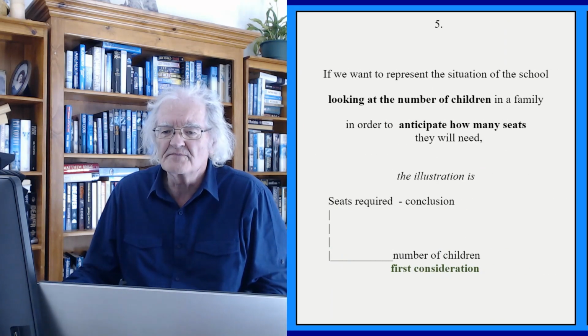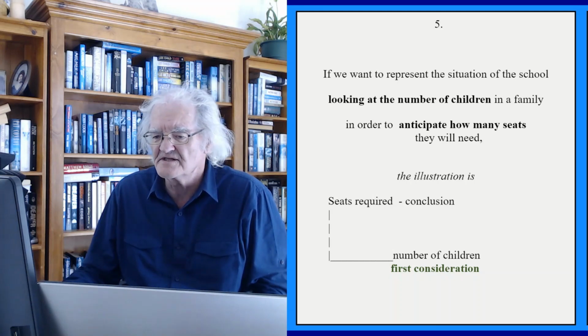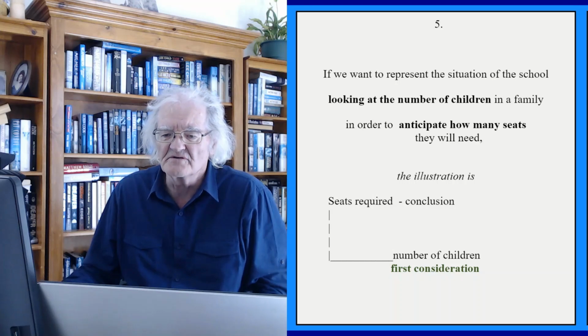If we want to represent the situation of a school, looking at the number of children in a family in order to anticipate how many seats they will need at a meeting, the illustration would be labelled with the input, the first consideration being the number of children, and the output, the conclusion we are seeking, being the number of seats required.